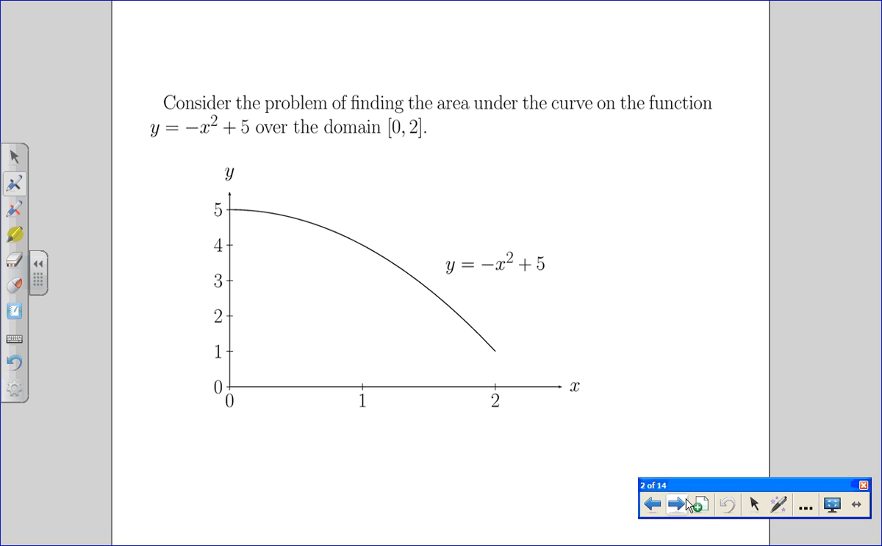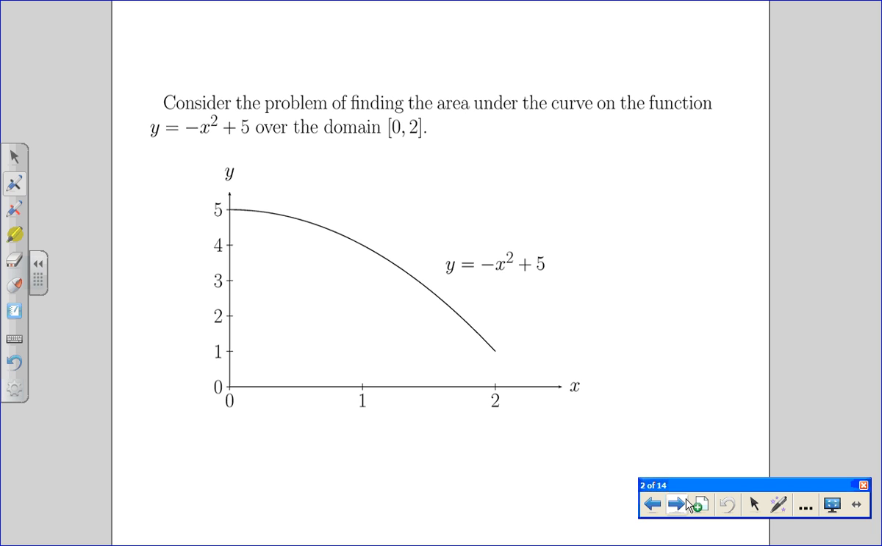Now, the problem with this curve is just that it is a curve and it's not a straight line. If we had a rectangle or a triangle, it'd be fairly straightforward to find the area. But for a shape like this, or even something more curved, it would be very difficult.